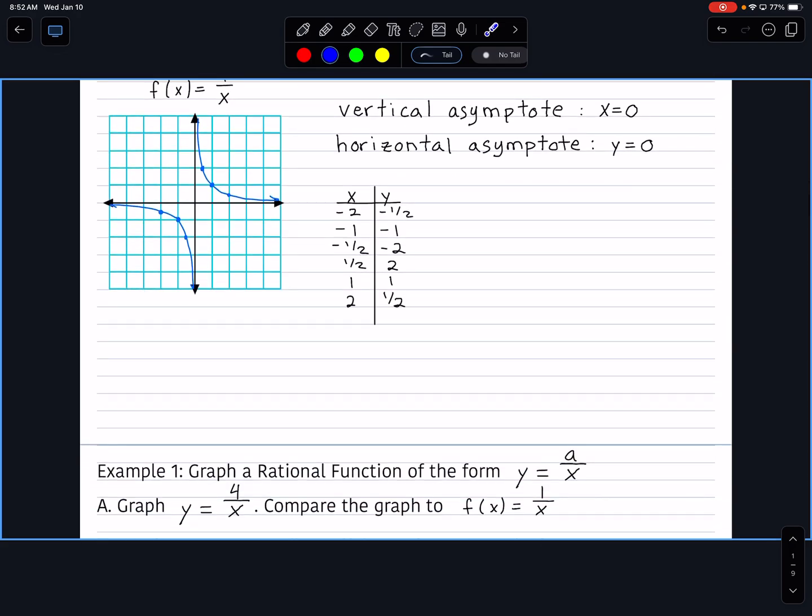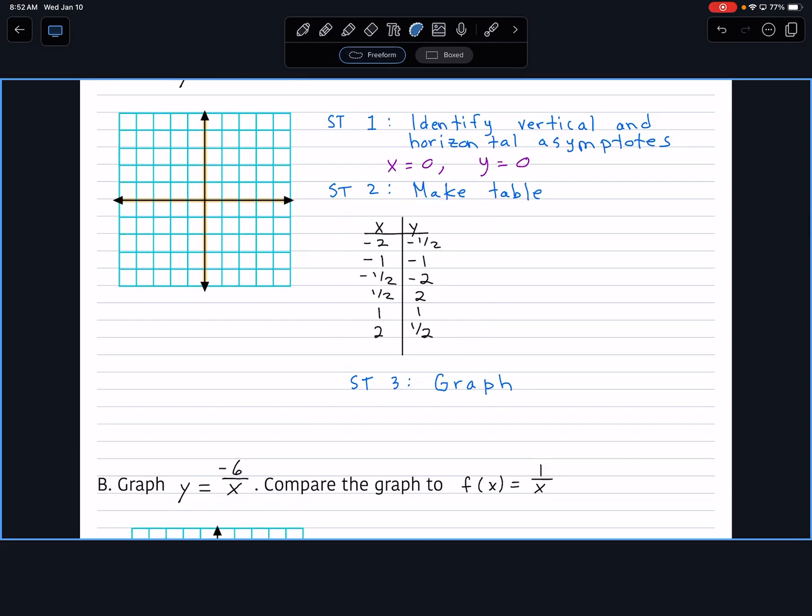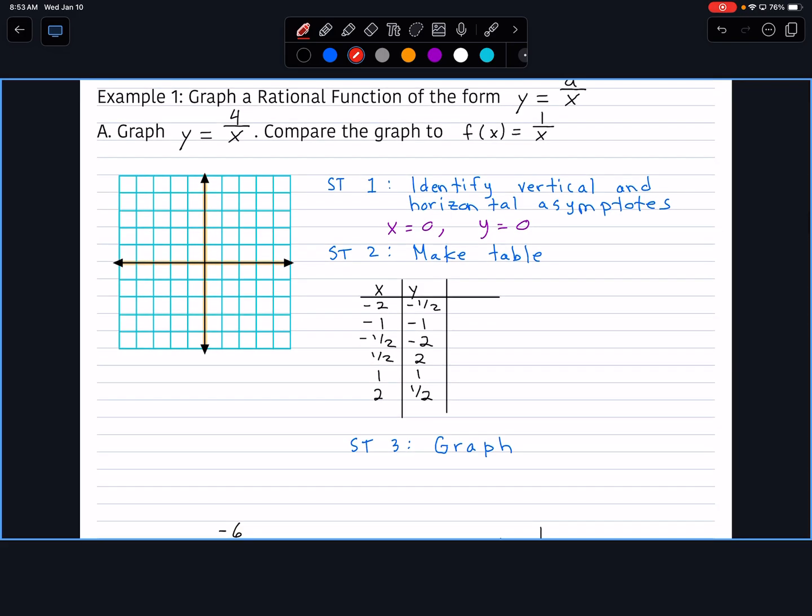So let's make our table. I'm just going to grab the table that I gave you originally because it's nice and easy to use. So this is our parent function table. And just like we've done in the past, I'm going to apply our A. Our A is a vertical stretch. So we're not going to deal with horizontal stretches for this set. So it's just a vertical stretch. So remember how that works. When we have a vertical stretch, we take the A value, which in this case is 4, and we multiply it to all the y values.